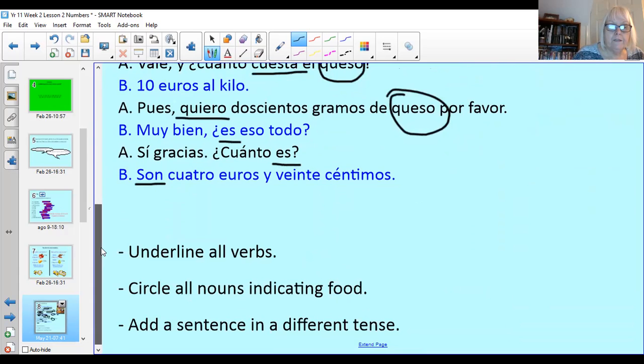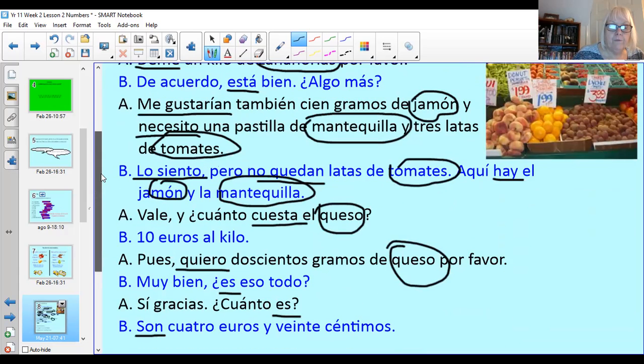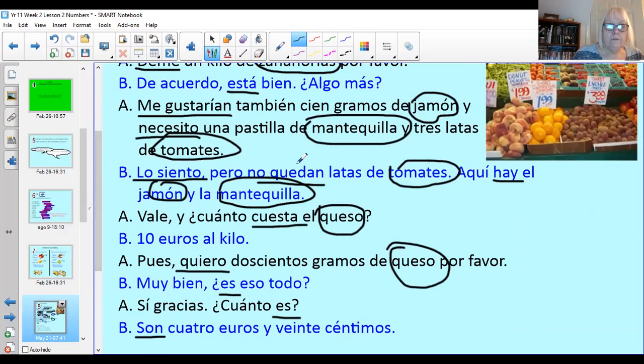Then you needed to add a sentence in a different tense. So you may have put, we already had I would like. So you might want to say, I'm going to cook, voy a cocinar. Voy a preparar, what you're going to do.